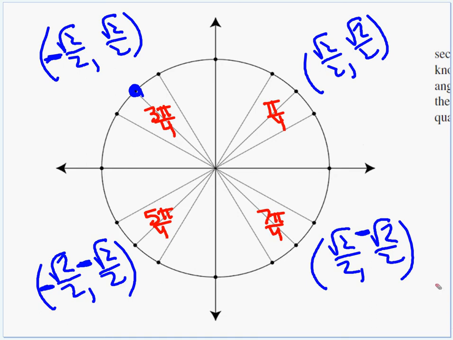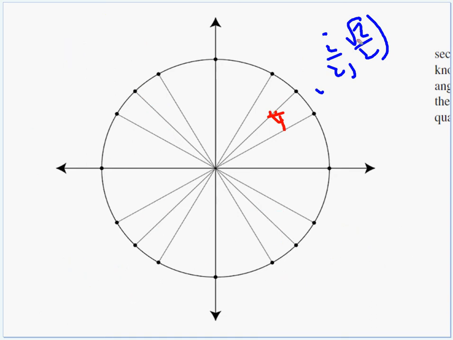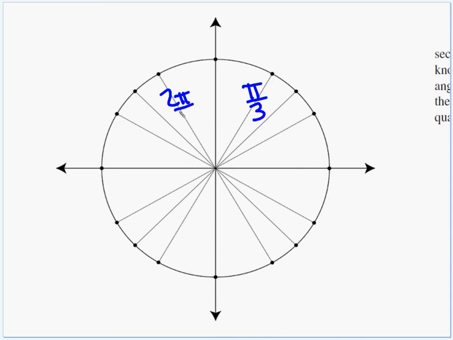Okay, one more to go. That is the denominator 3. So here is our 1/3. Here's our 2/3. 3/3 would be the x-axis, and then we'll have 4/3. And over here will be 5/3. And if we go 6/3, that's 2 pi, and we've gone all the way around the circle.